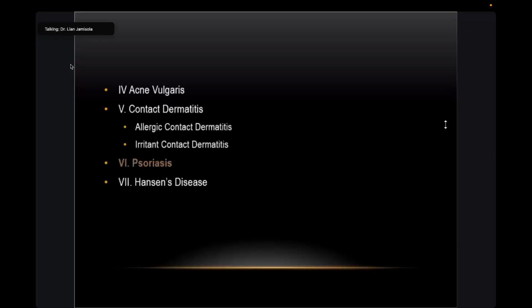And the correct amount of application is pea-sized amount for the whole face. So it's very thin. It's a thin application lang. The whole pea-size buong face na yon. Okay, do not apply too much. Yeah, mas magkakaroon ng ICD.